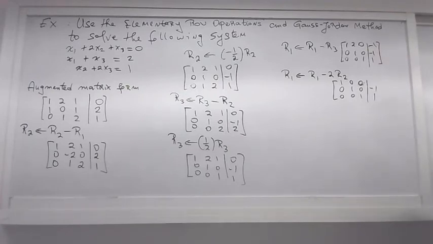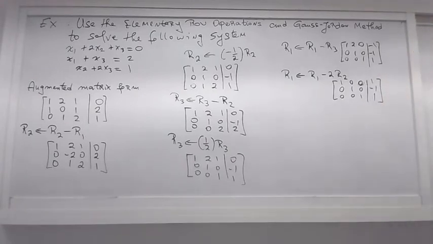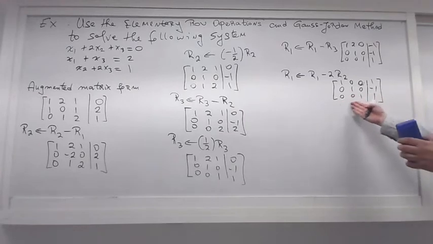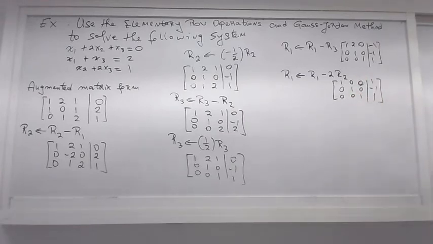Minus 2 is 2. So minus 1 plus 2 is 1. Yes, sir. Hey, look at this. This is my reduced echelon form. It happens to be the identity matrix 3 by 3 also. Gorgeous. And this is when I stop.